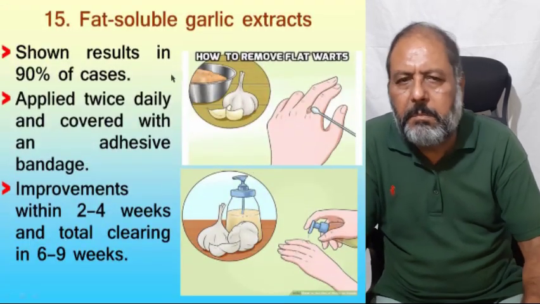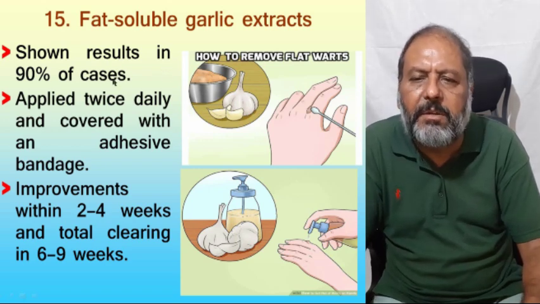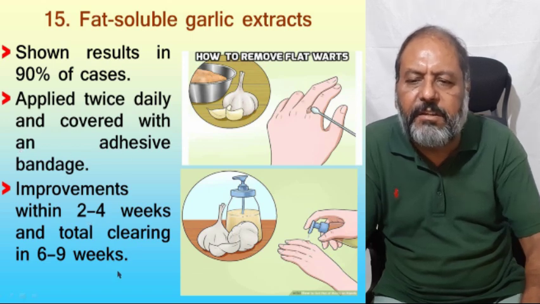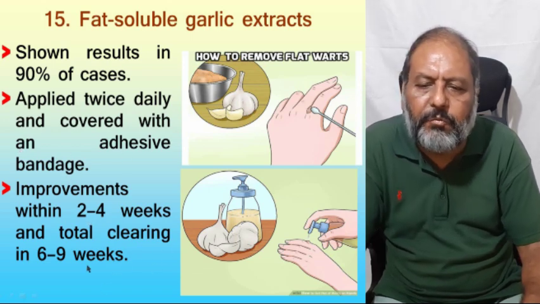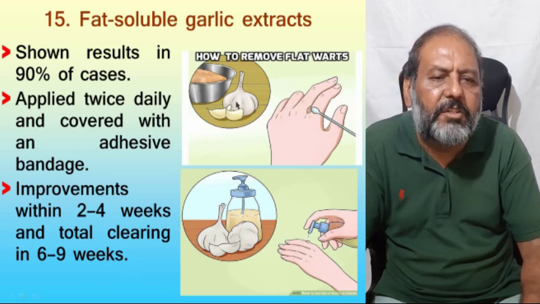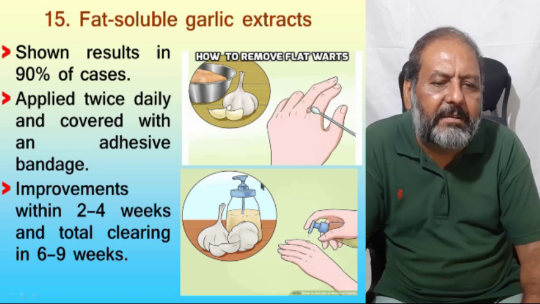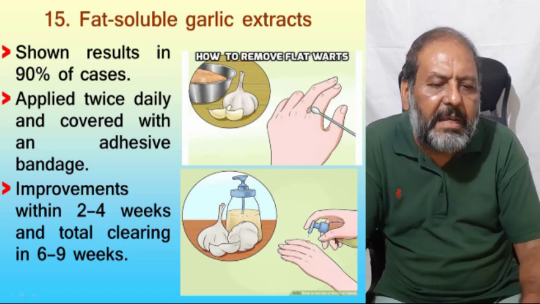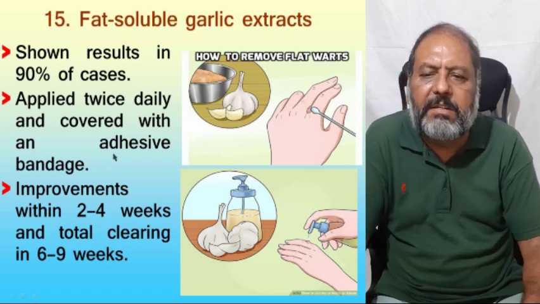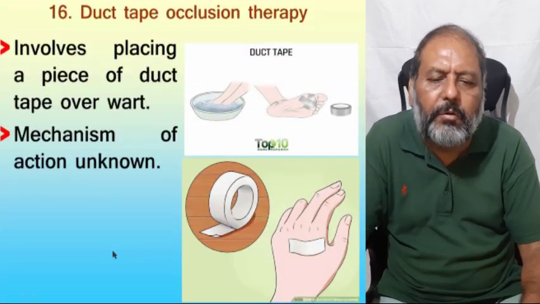15th modality is fat soluble garlic extract. Shown result in 90% of cases. Applied twice daily and covered with an adhesive bandage. Improvements within 2 to 4 weeks, and total clearing area is 6 to 9 weeks. As one can see how to remove flat warts by applying the garlic extract or spraying the garlic extract on the wart, there is improvement in 2 to 4 weeks.